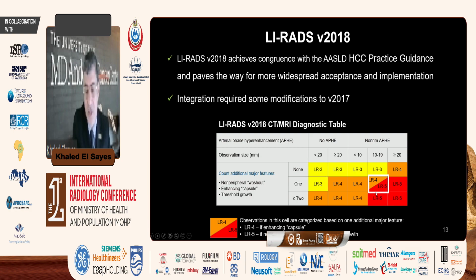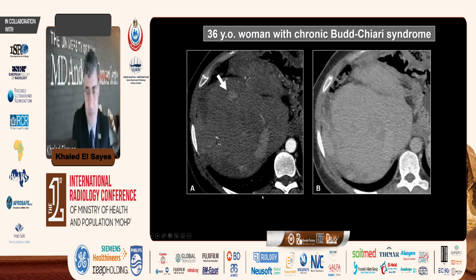If they are not present and non-enhancing or enhancing capsule is only present, then it will be LR4 here. That's in the enhancing or hyper enhancing observations measuring between 10 to 19 millimeters.